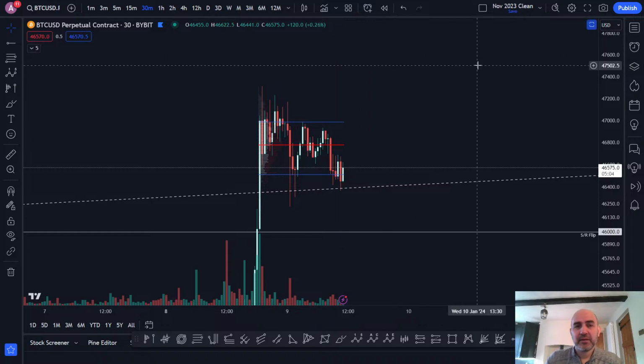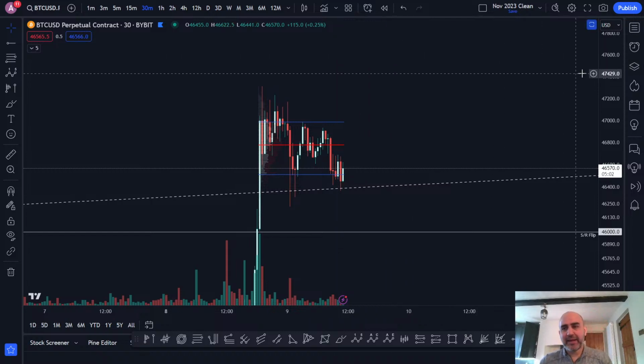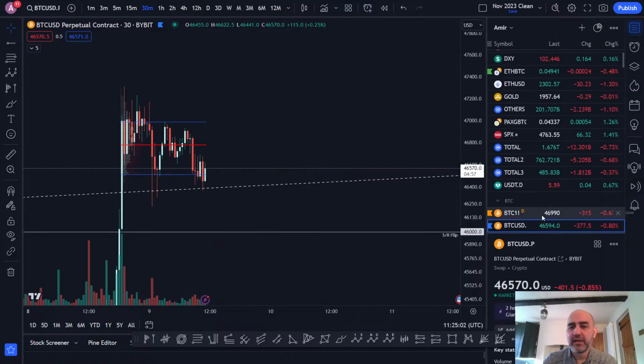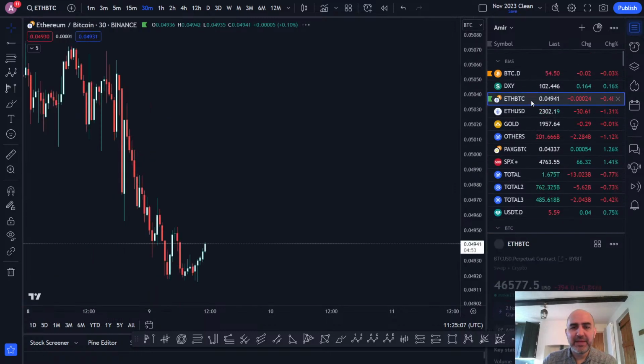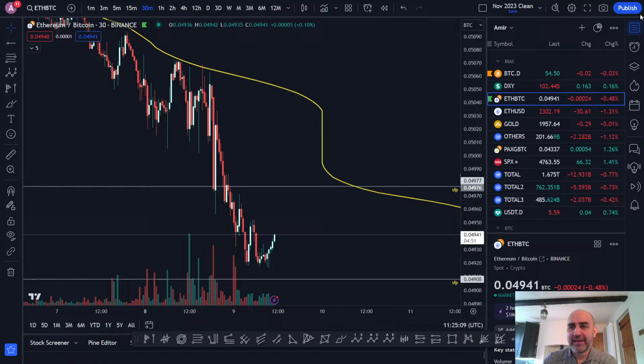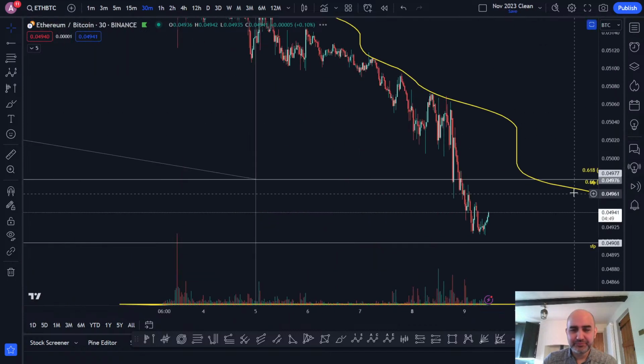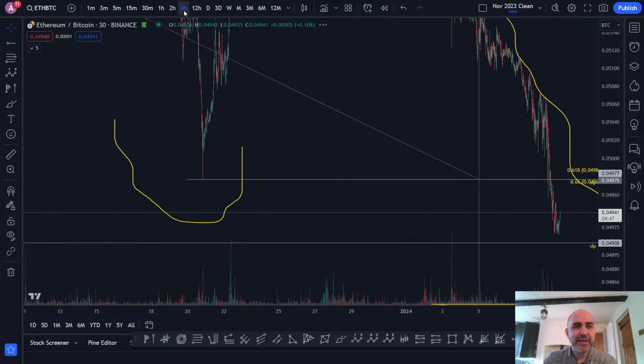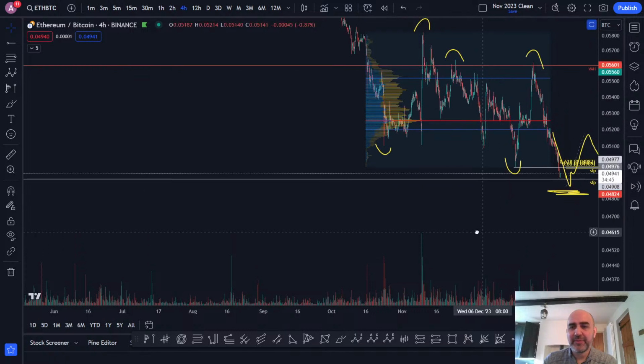Yeah. So that's Bitcoin, I think. I don't really see anything to happen there. I was having a look at ETH BTC, and there was a big sell in ETH. And what's interesting is that I've been following ETH BTC for a while now, and that's why my chart is all messy.